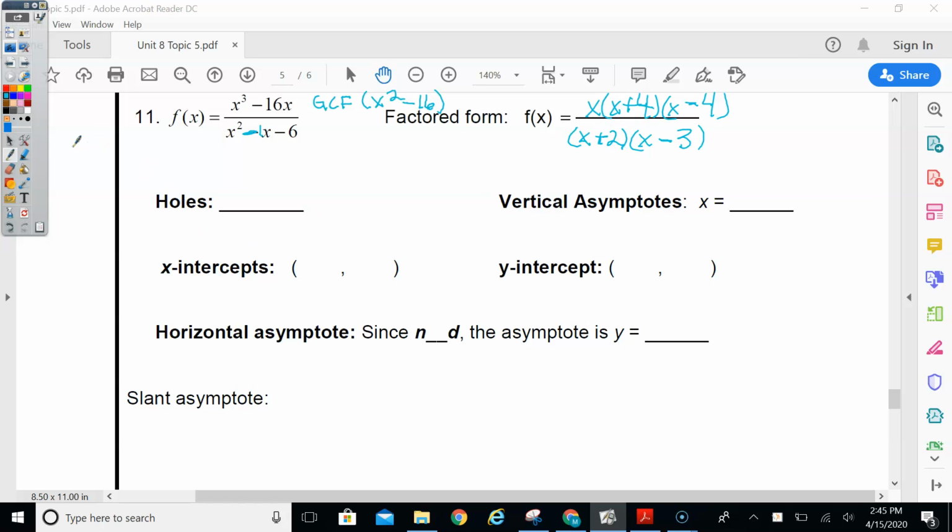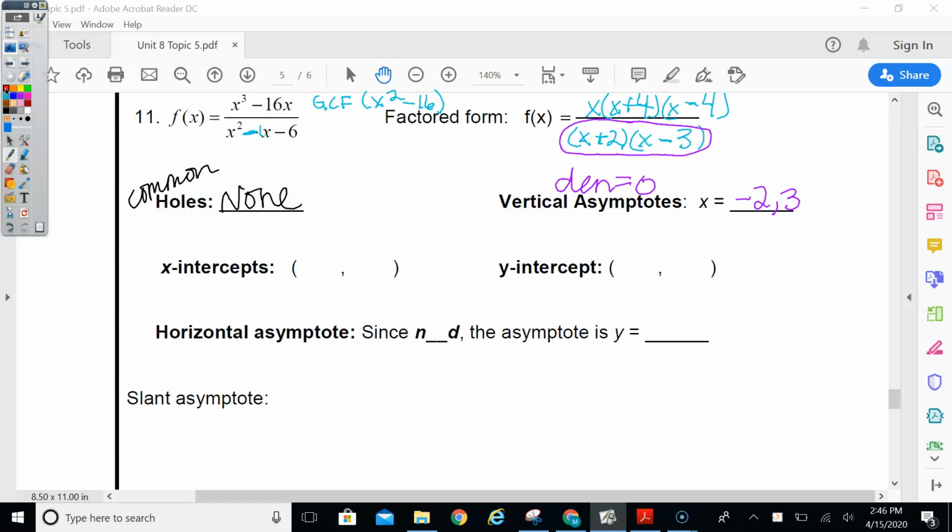Okay, so once again, what do we have in common between the numerator and the denominator? Here we have nothing in common. So again, there are no holes. So that means we have a lot of these other ones. So for verticals, that's the denominator equal to 0. So we're going to have 2 vertical asymptotes. For this factor, it's going to be negative 2. For this factor, it's going to be positive 3.